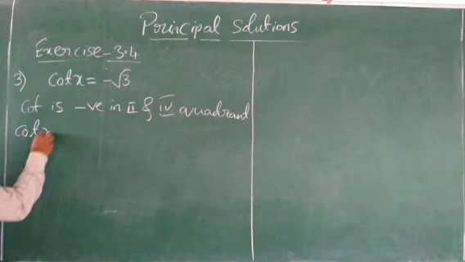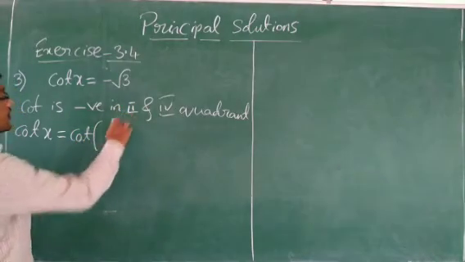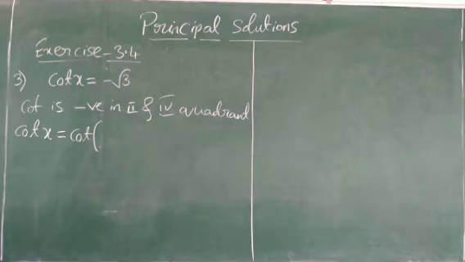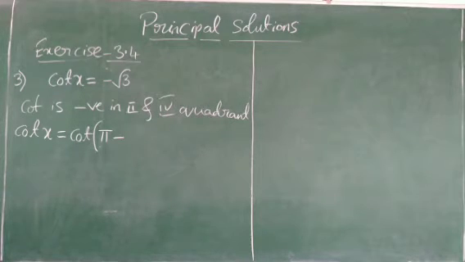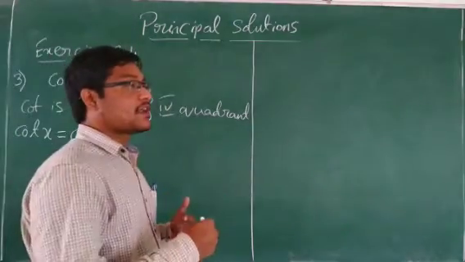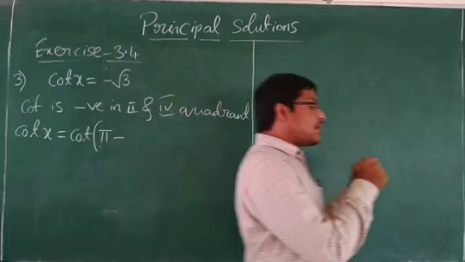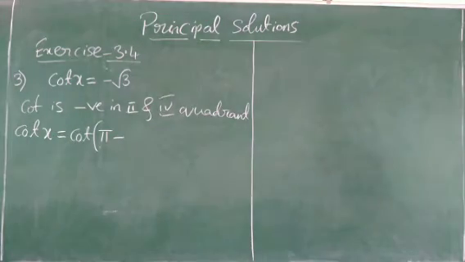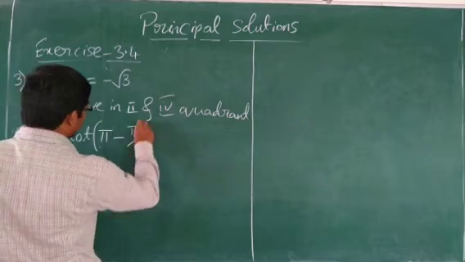So we can write cot x is equal to cot of, how do we get any angle in the second quadrant? In the second quadrant we should take pi minus, pi is 180. In the second quadrant means you should get less than 180. So we take pi minus, now we should get root 3. For what value of cot do we get root 3? It will be pi by 6.